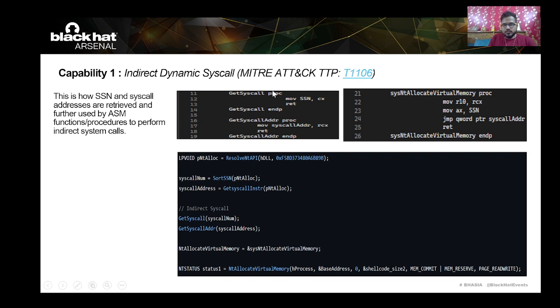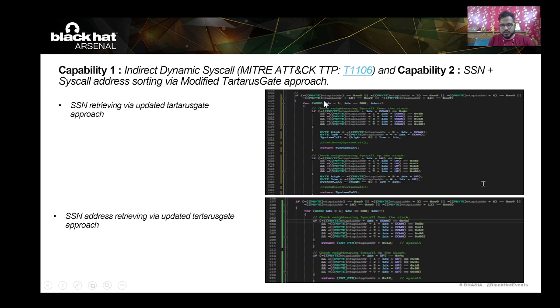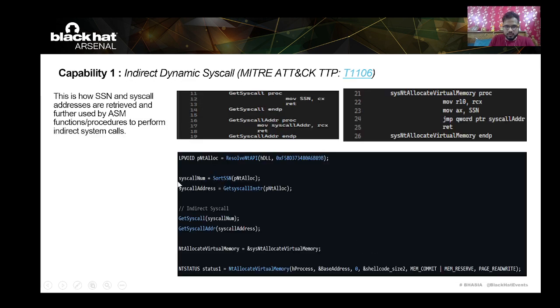So now again the same procedure, get syscall address, and this is the indirect system call calling stub. So what actually happens is the previous one actually sorts SSN, and this is one which actually sorts SSN address. So here it actually sorts the SSN, that is the system call or syscall, and the get system call instruction actually sorts the syscall address.